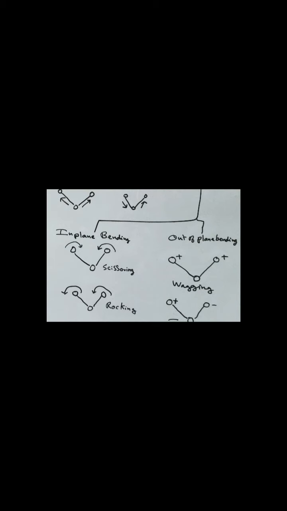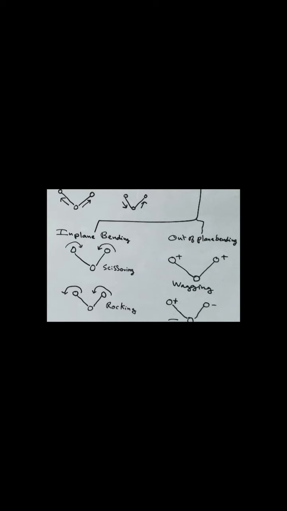So in-plane bending vibration is of two types. Just like the action of scissors, the OH groups are coming inside. They bend inside. That is called scissoring. And when both the OH groups are moving in the same direction, they bend in the same direction. Such a vibration is called a rocking vibration.